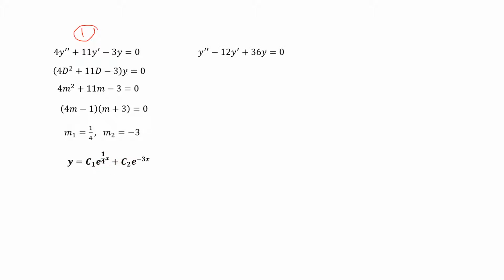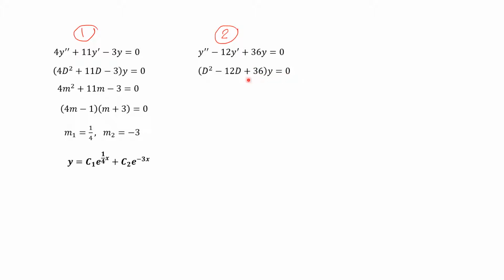Next example. Okay, so this is our example 2. Let's solve y double prime minus 12y prime plus 36y equals 0. Write it in differential operator form, so that is D squared minus 12D plus 36, y equals 0.